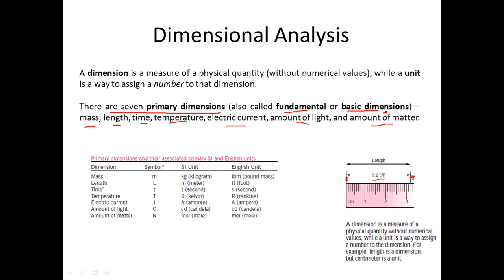From here, also try to understand the difference: dimension is something you can measure. What can you measure? You can measure mass, length, time, temperature, current, light, and matter. These are things which you can measure. Now you can take that measurement in any unit, and that will be the unit.